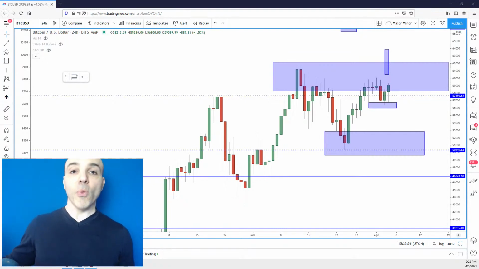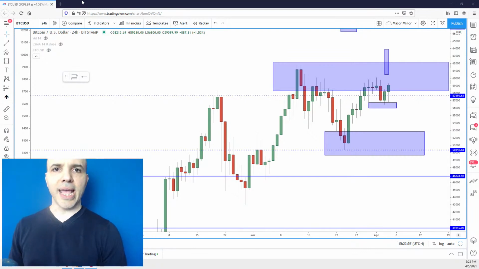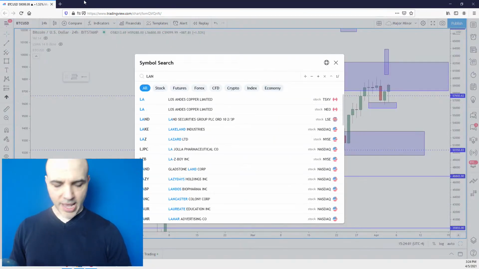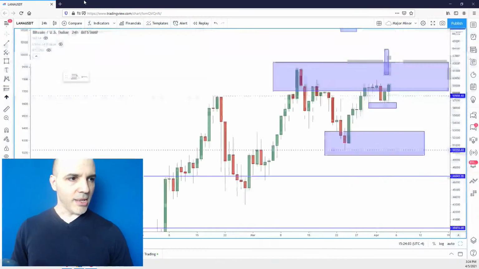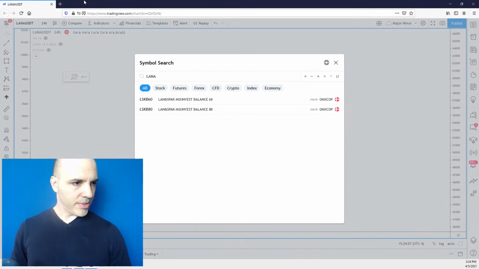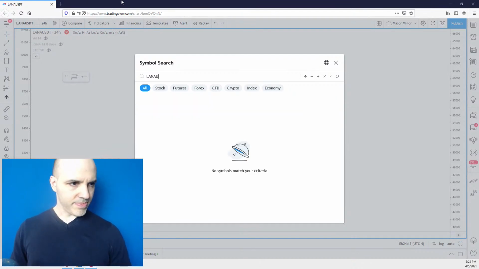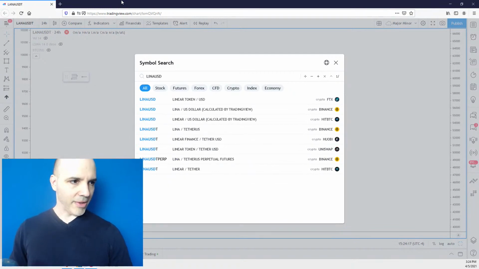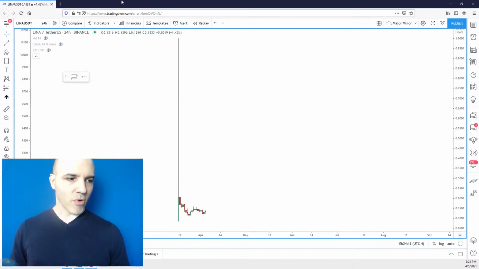Let's start with someone I had asked earlier, and I promised him I'd answer the question: Lana, L-A-N-A, USDT. Let's take a look. Can I get that in here? Let's see, Lana, I think that was the symbol, maybe not, let me see. I thought it was Lena. Maybe I have the wrong one. Oh, that's it, Lana. Okay, got my name wrong there.